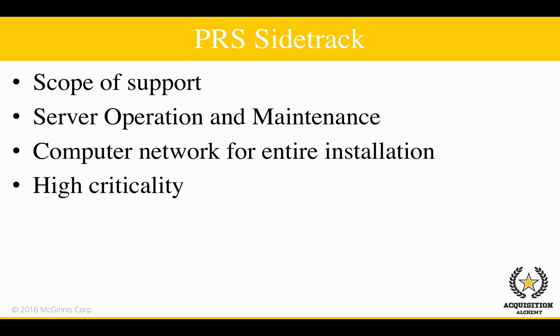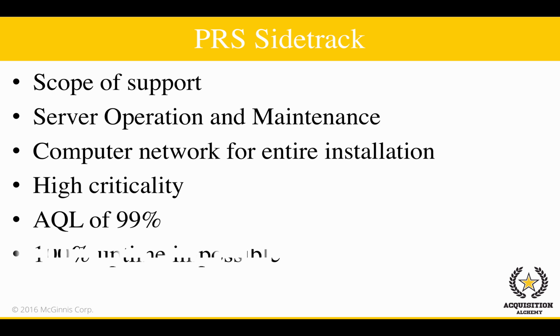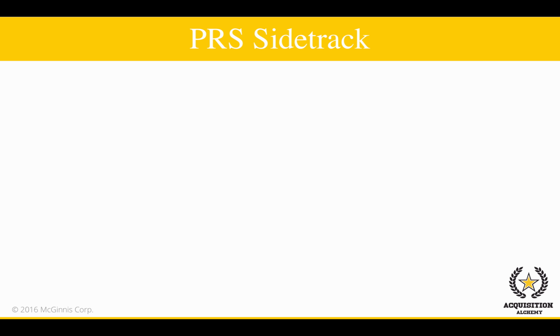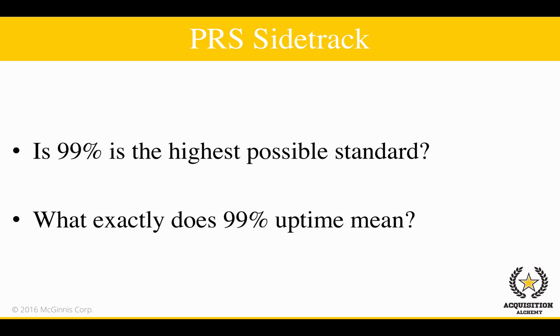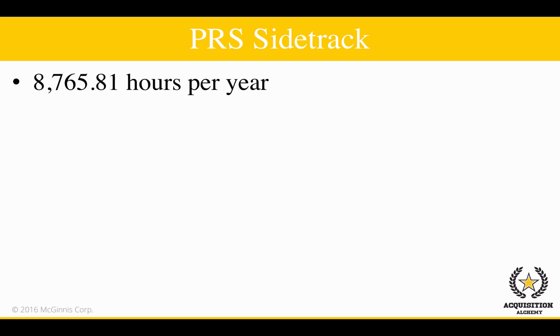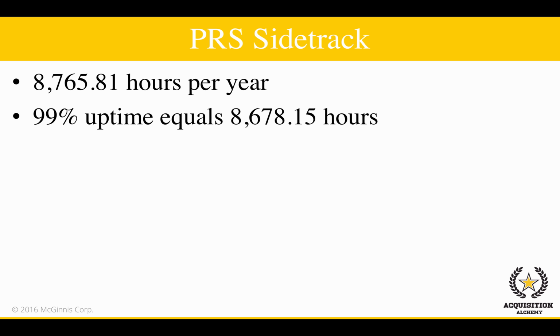This requirement of high criticality requires a higher AQL of 99%. The reason why the AQL can't be 100% uptime is because servers occasionally have to go down for maintenance. This makes 100% uptime impossible. So 99% sounds like the next highest possible standard, right? But what exactly does an uptime of 99% mean in this scenario? To find this out, we determine that there are 8,765.81 hours over the course of a year, and 99% uptime would equal 8,678.15 uptime hours.